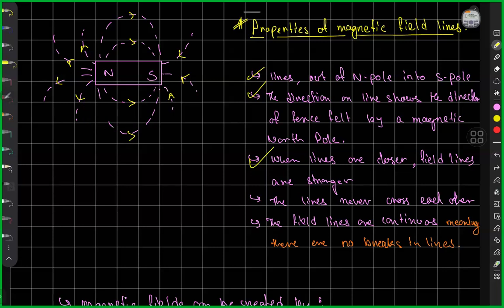Okay. So field lines never cross each other or intersect each other. They're basically going to weave their own path. Good. So the lines never cross each other. That's typical to all fields. And field lines are continuous, meaning there are no breaks in the line.